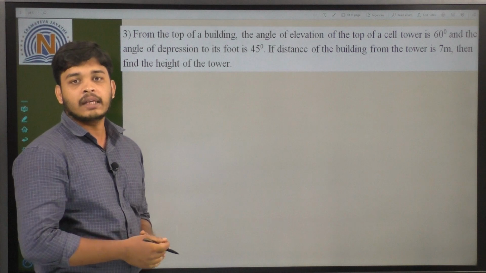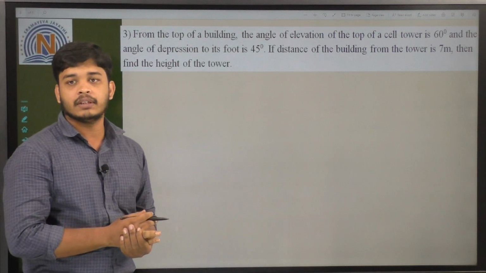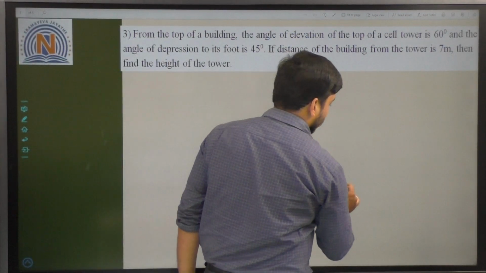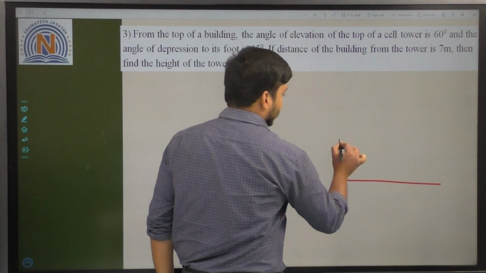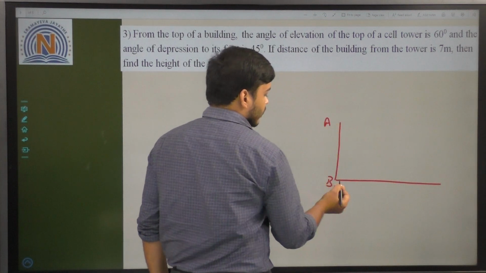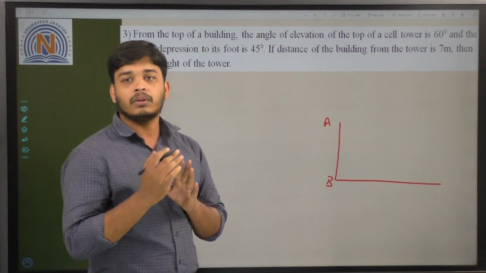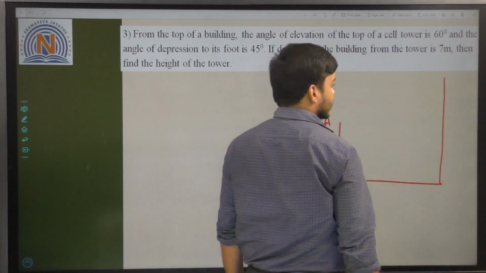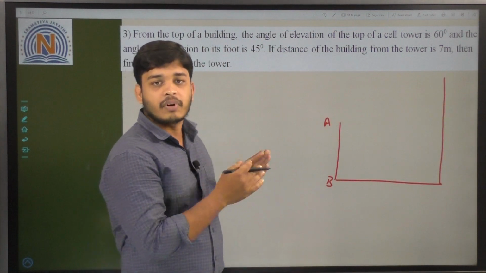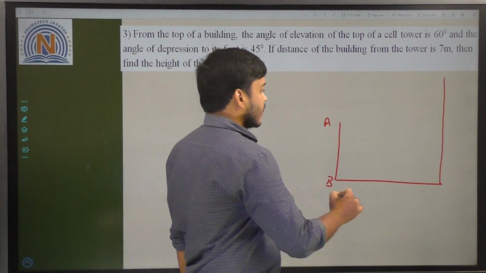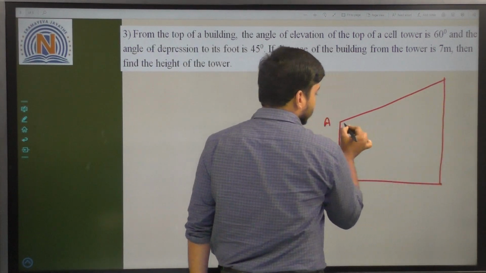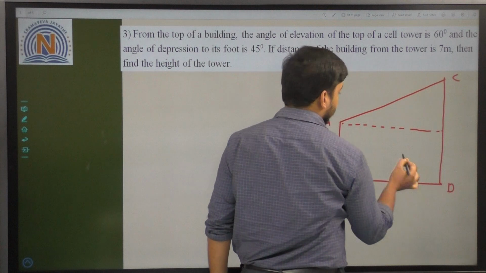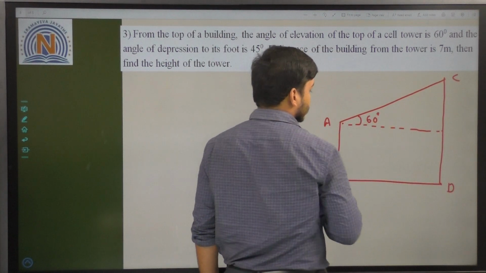From the top of a building, the angle of elevation of the top of a cell tower is 60 degrees. So there is a building. Let this be the ground, and here AB is the height of the building. There is a cell tower, so this is the cell tower. The angle of elevation from the top of the building to the top of the cell tower is 60 degrees. Let this be an imaginary line. So C and D, this is 60 degrees, right?